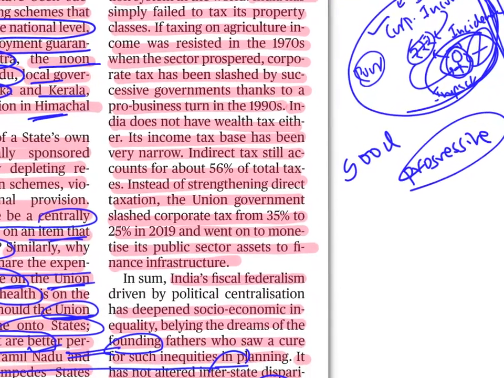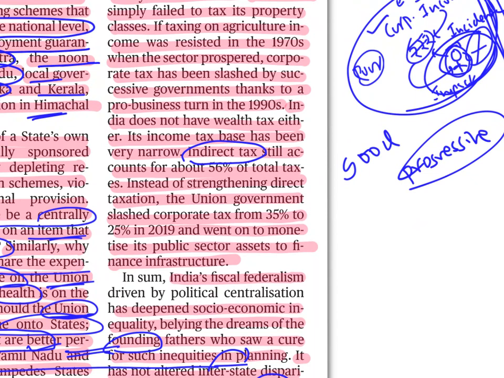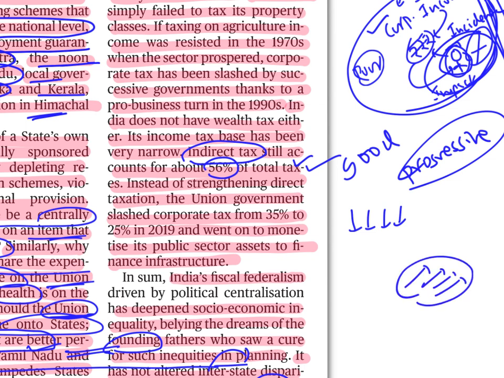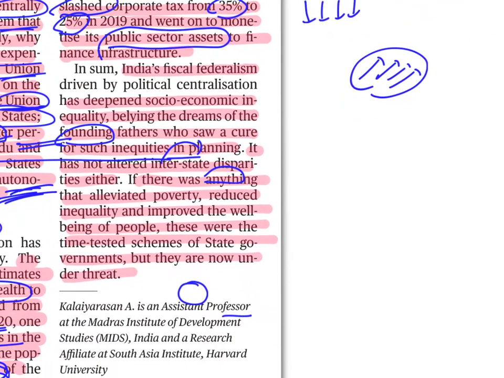Unfortunately, in India, if you see, indirect tax forms 56% of our total tax revenue. Instead of relying on direct taxes, the government is relying on indirect taxes to increase its revenue. It is reducing direct taxes, it is reducing corporate tax, so it is helping the companies, but it is increasing indirect taxes and it is making the poor man suffer more. That is the problem in India today. Look at this. It slashed corporate tax from 35% to 25%, whereas it also sold several public sector assets. They are selling their companies, they are selling their land, but ultimately they are making the poor pay for it. This is the problem that India is facing today.